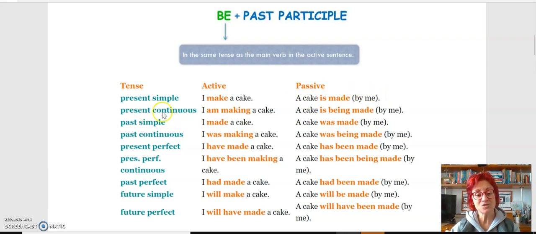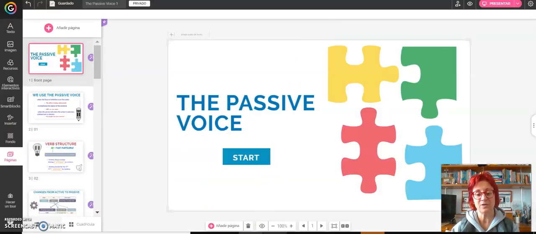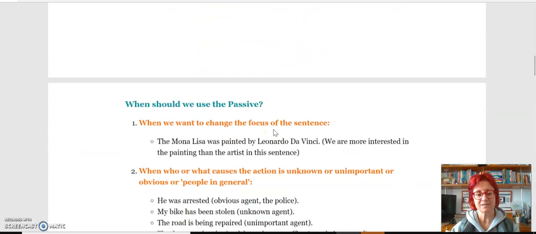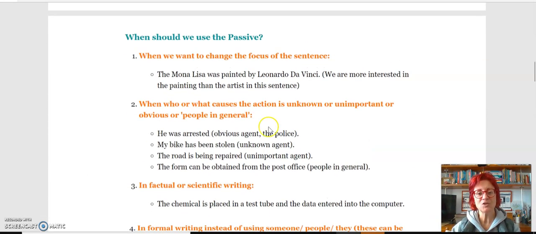The agent, when it's not important, because we are emphasizing the action here, you don't need to mention the agent, okay? Present continuous, I'm making a cake. So, applying the rule, I use the present continuous of the verb to be, followed by the past participle of the main verb: a cake is being made. Okay? And applying this rule, I do all the changes from active to passive. I won't continue explaining that because this is very clear, and as I said, in your presentation it is very, very clearly explained.